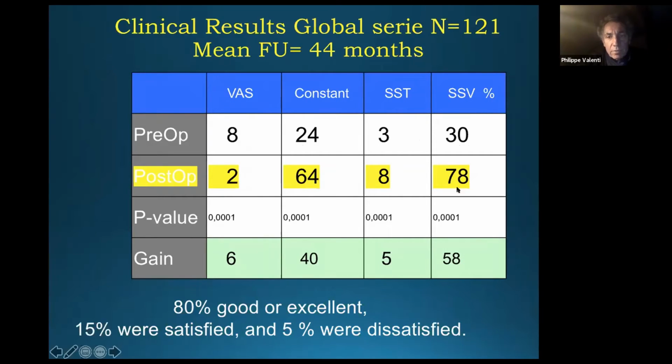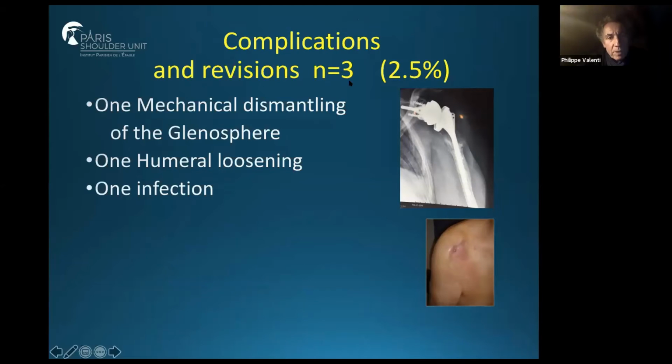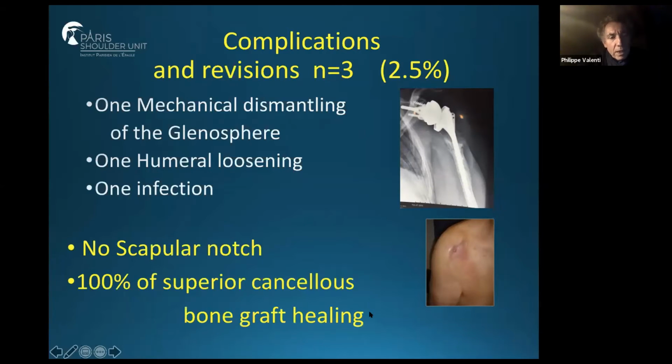And the function of the shoulder is 80%, and the Constant score on the pain is 2. And 80% of the patients are very, very happy, and only 5% were dissatisfied. Regarding the complications, it's the reason why I think that the learning curve is very important. I was surprised that there were only 3 complications: 1 mechanical dismounting, 1 humeral loosening, and 1 infection, and no scapular notch and no problem of healing of the cancellous bone.